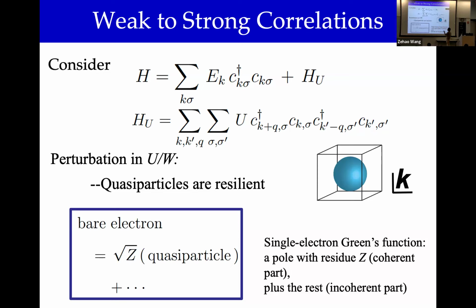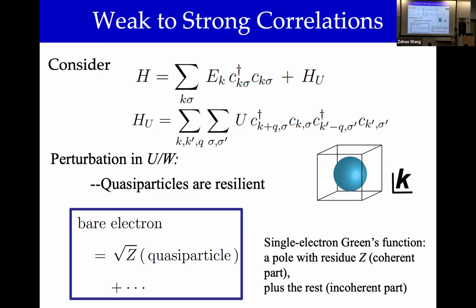This part is just the second quantized way of saying that I have a band with dispersion E of k. I can generalize to multiple bands, but let's not worry too much about that. U is just the second quantized way of saying I have e squared over r interaction between electrons. Electrons are charged particles. You don't really need second quantization, it's just easier to write. Is that okay? Any other questions, comments?